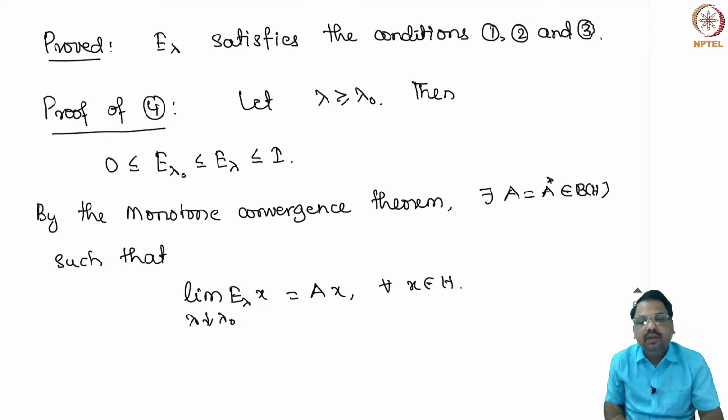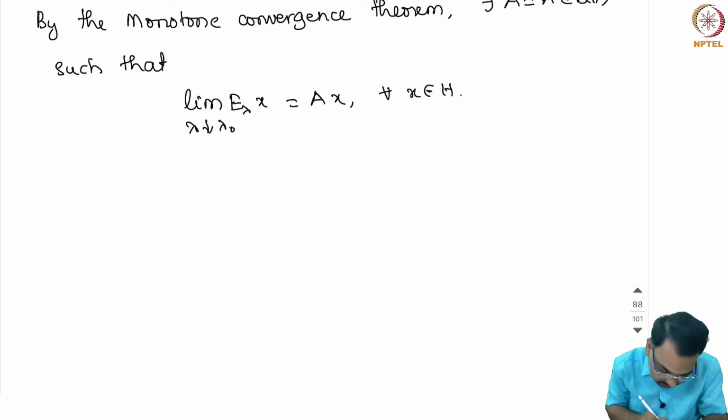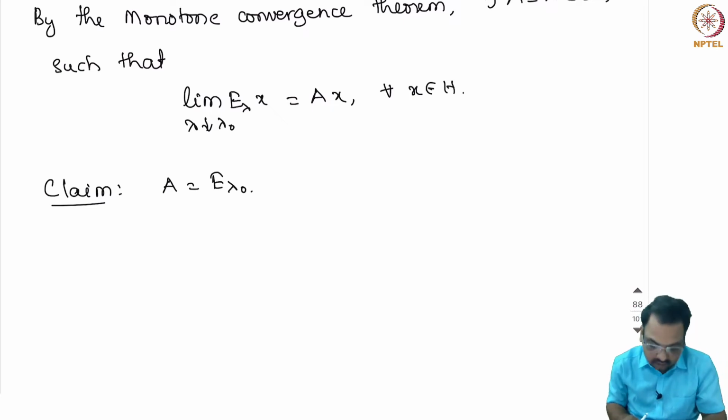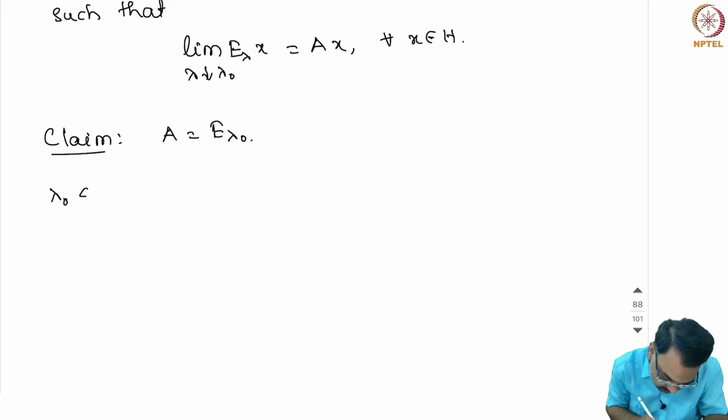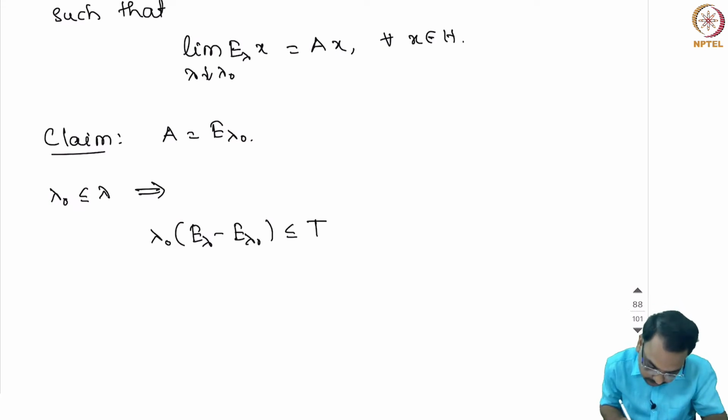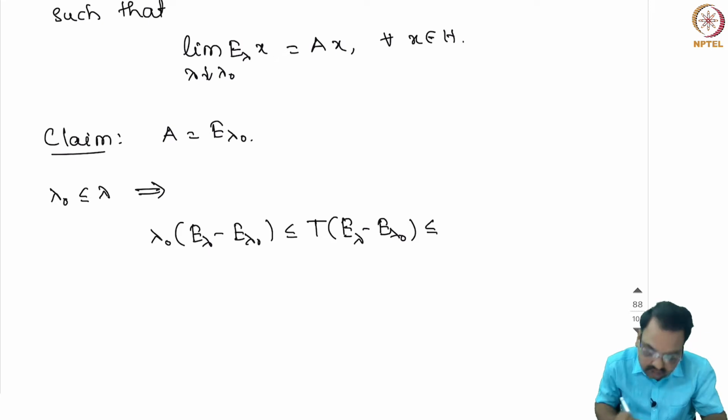But we want to show that this limit must be E lambda naught. So our claim is the following: A equals E lambda naught. Now we know that lambda naught less than or equal to lambda implies lambda naught multiplied by E lambda minus E lambda naught is less than or equal to T into E lambda minus E lambda naught, and this is less than or equal to lambda times E lambda minus E lambda naught. This we have shown in lemma 4.